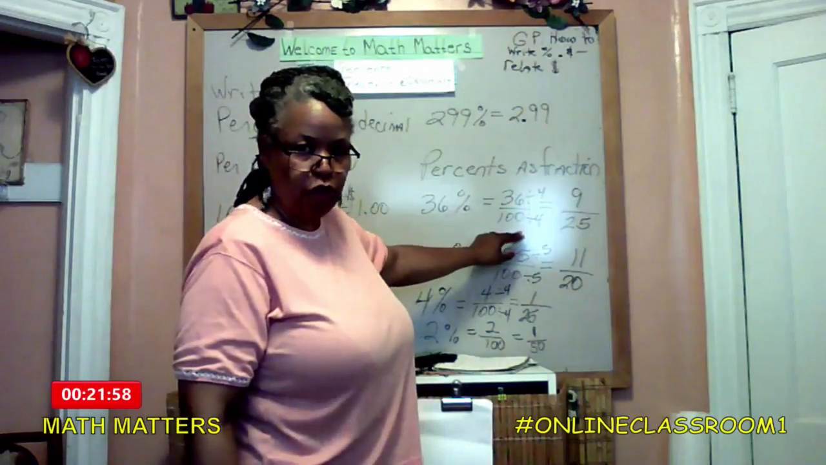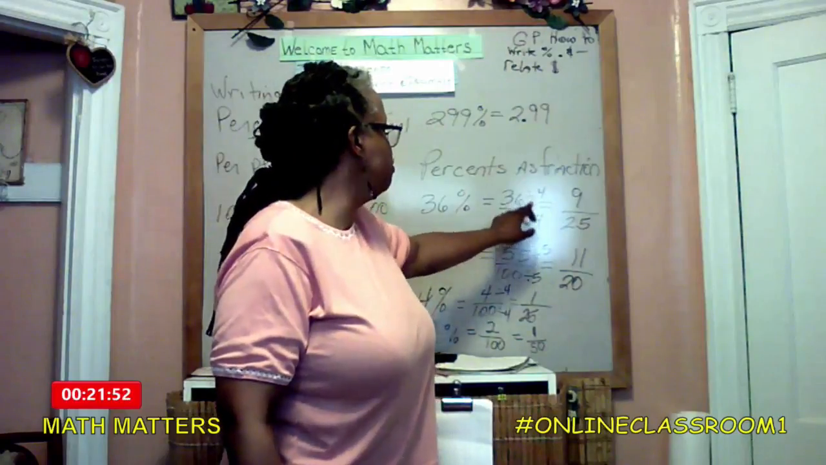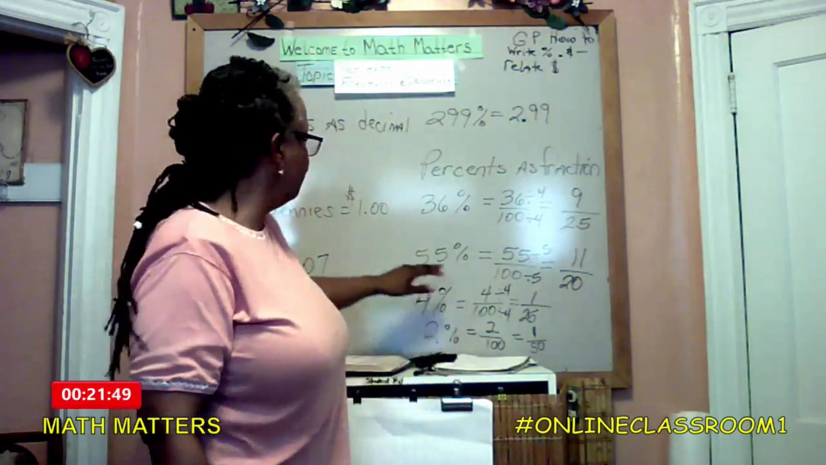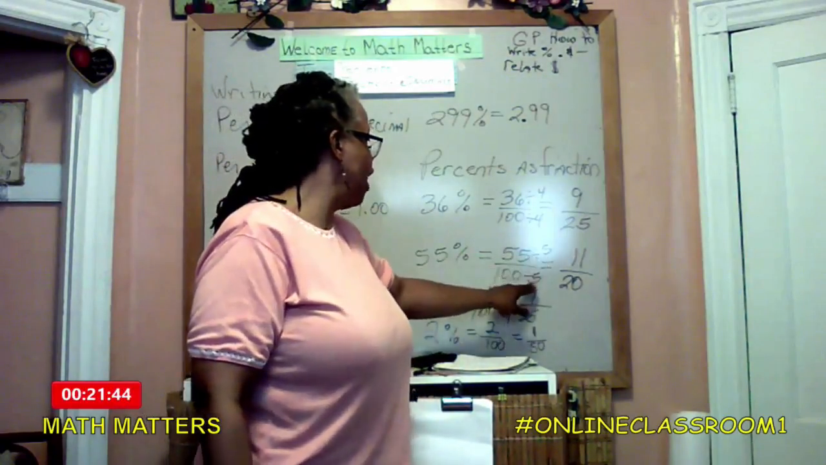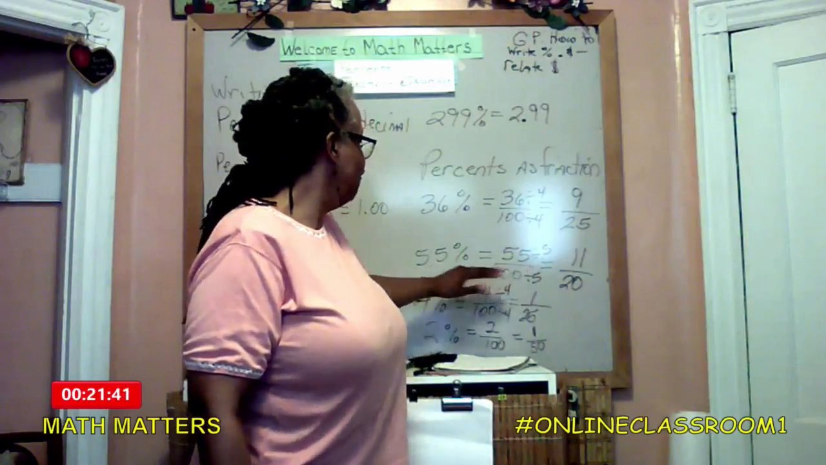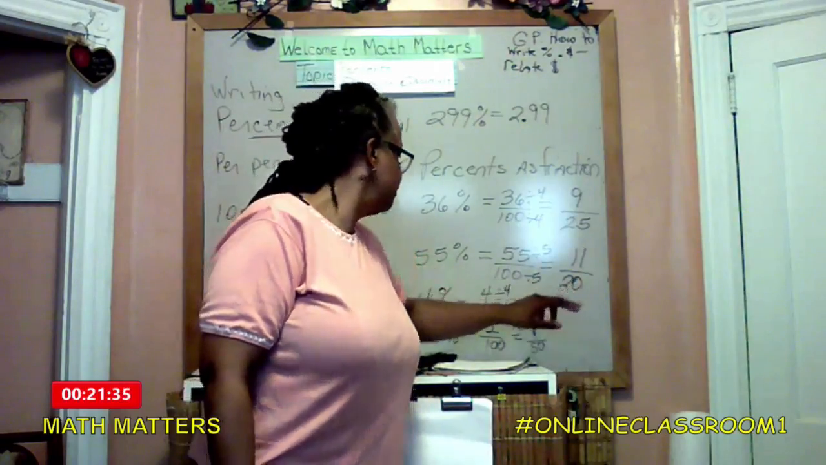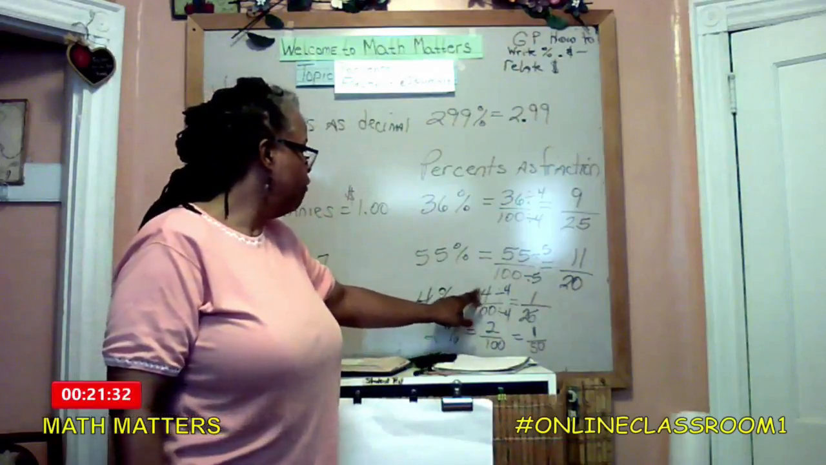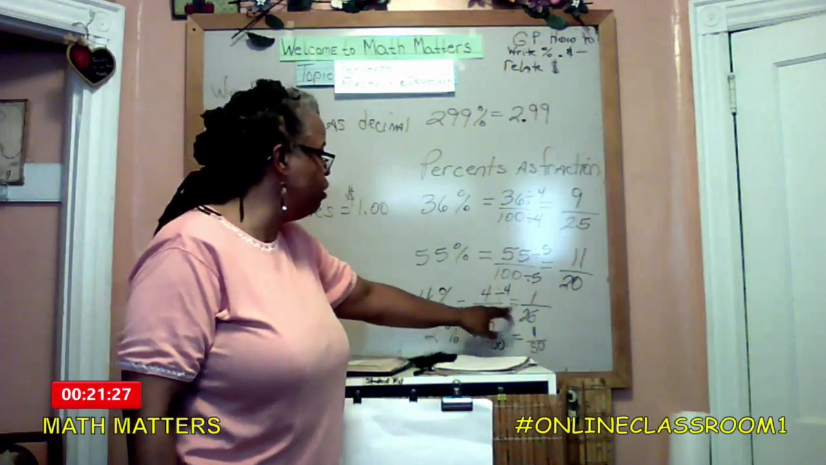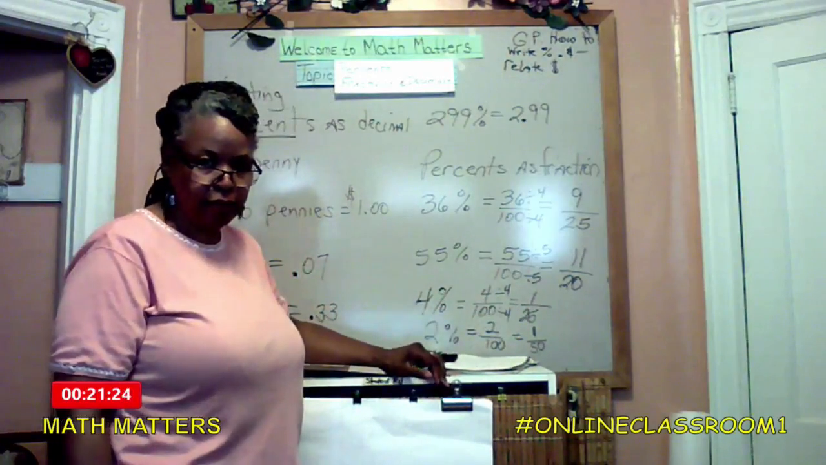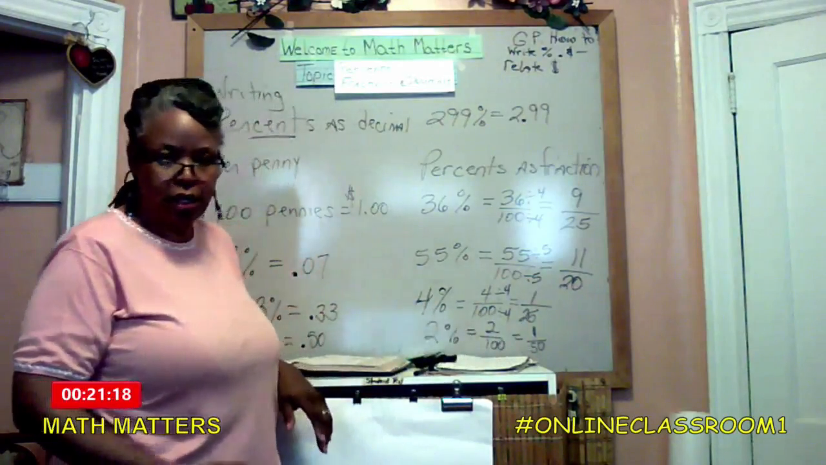36% looks like 36 over 100, reduces to 9 over 25, after you divide a 4 in your numerator and your denominator. 55% looks like 55 over 100. Divide out the common factor of 5 in the numerator and denominator. 55% looks like 11 over 20 as a fraction. 4% looks like 4 out of 100, and reduce that by dividing. It looks like 1 out of 25. 2% looks like 2 out of 100, reduces to 1 out of 50.